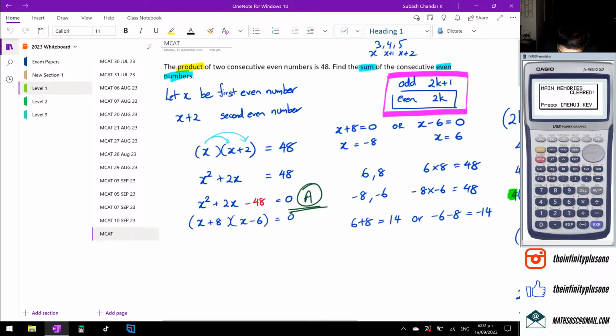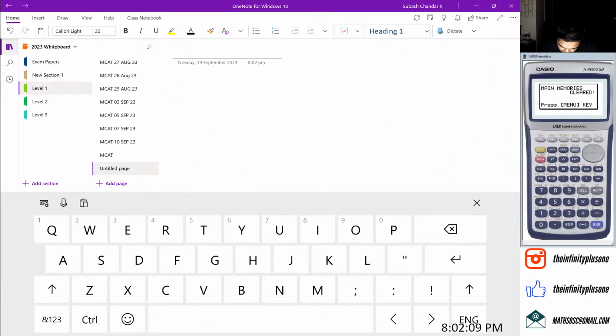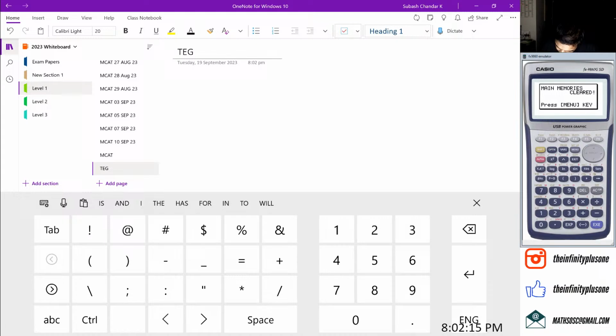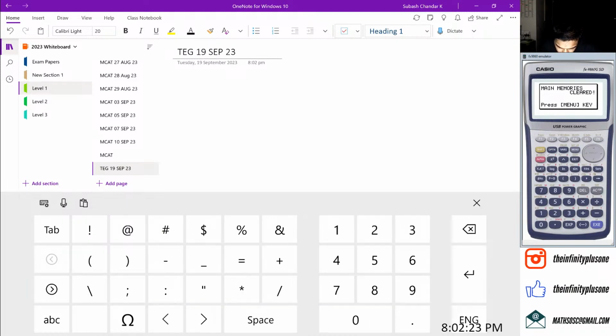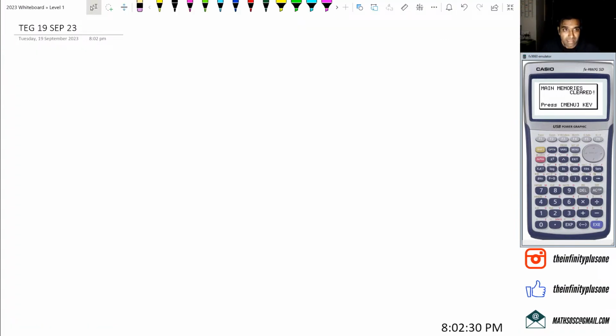When did we last do this? This was 11th of September. Let's go TEG. All right, tables, equations, and graphs, people. That is pretty much what we're doing today. Yep, that's right.